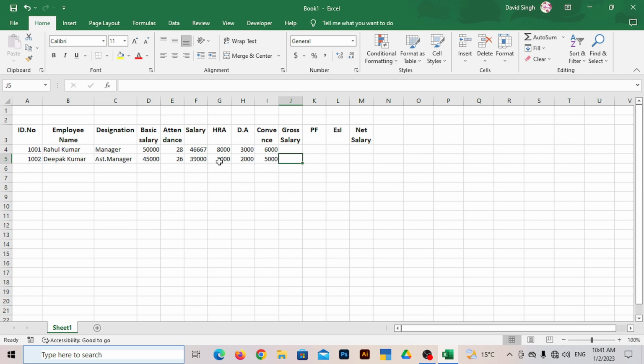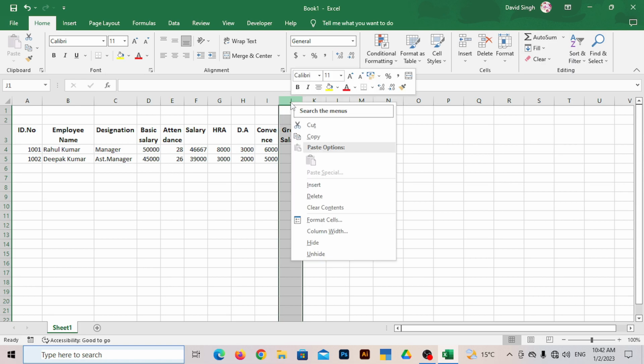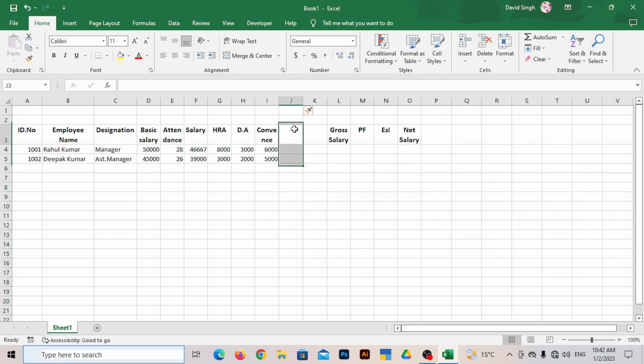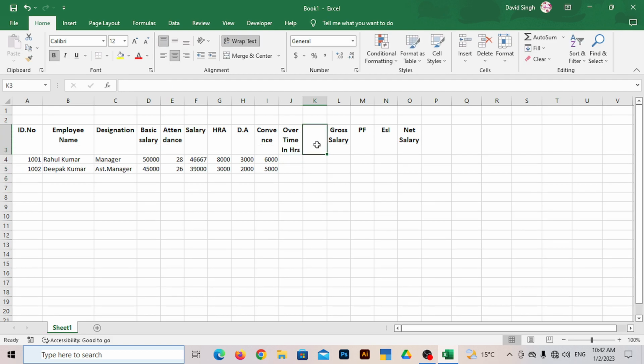Now, one more term. In interviews, they ask how to calculate the overtime. Don't be confused, I'll let you understand. We insert two columns, one for the overtime in hours and the other one for the overtime salary, because we have to pay the salary for overtime.